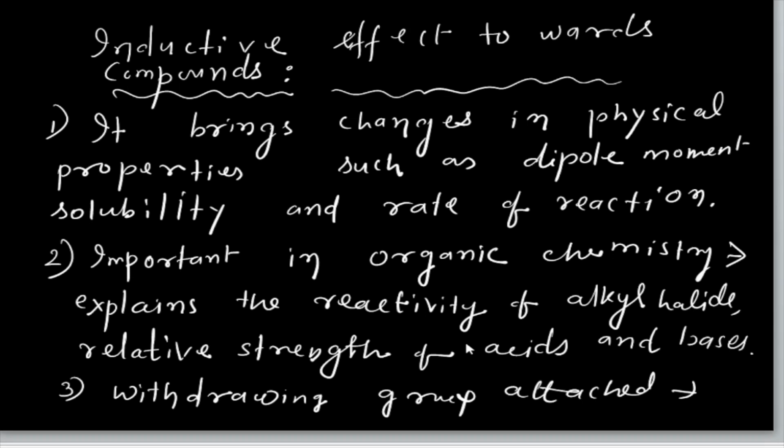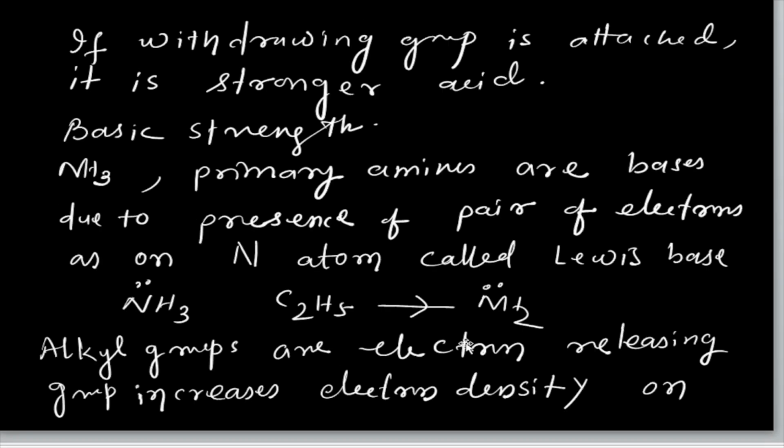Organic chemistry, how the alkyl halides are used: when alkyl halides are attached to a single chain or substituted chain, then what happens? The alkyl group will release electrons towards the carbon, and the relative strength of acid and base is also affected. The importance is the strength of acid and base. Suppose a withdrawing group is attached to carbon, then acidity increases. That means if a withdrawing group is attached, it is a stronger acid. If a highly withdrawing group is attached, the withdrawing effect is more effective, and it is a stronger acid.